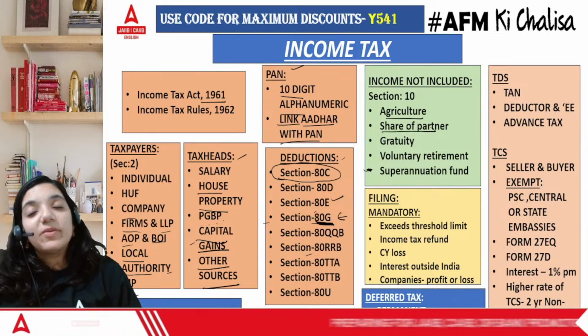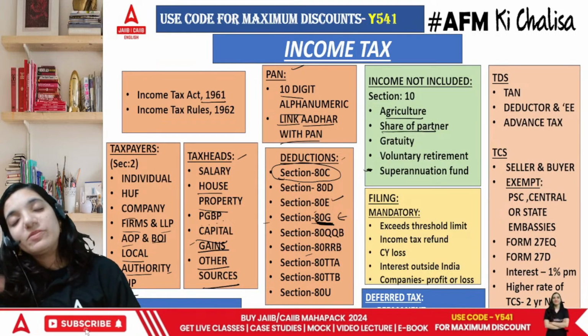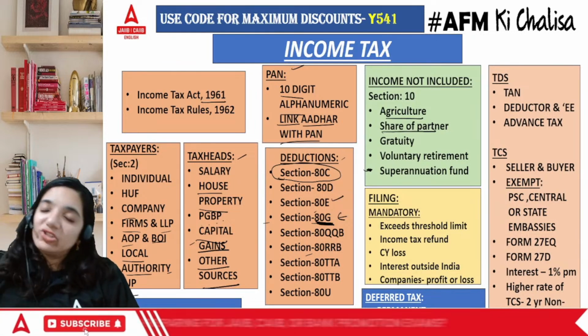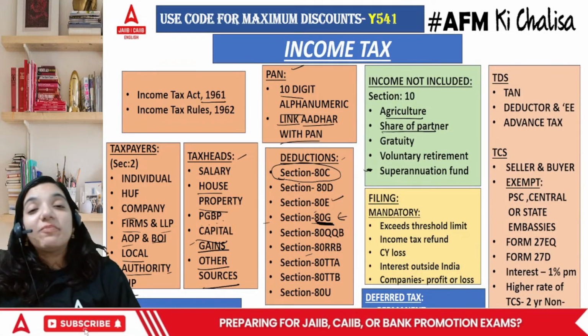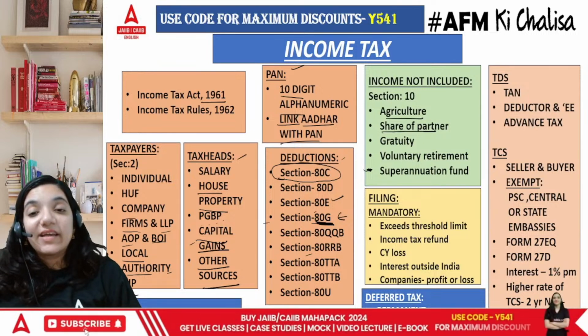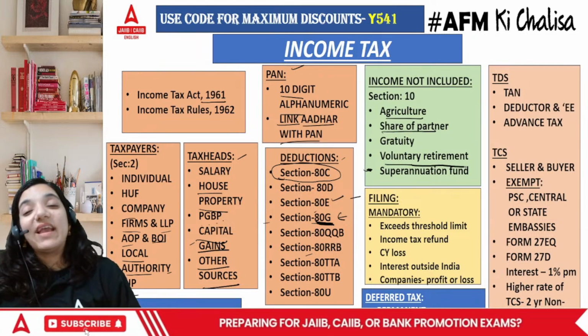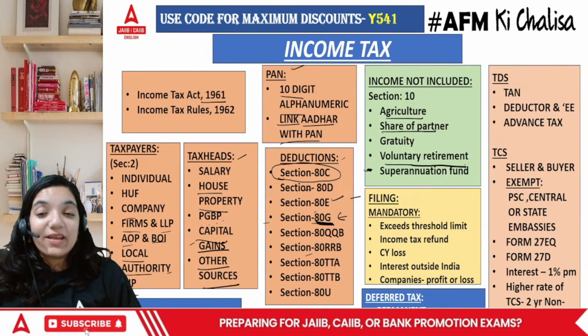The company is paying, or the partnership is paying tax on it, then the people who receive the remaining amount shall not pay tax on it. So share of partner is not taxable. Gratuity which they receive, or voluntary retirement, people work for all these years, why put taxation by the end of the day when they're leaving the organization, right?